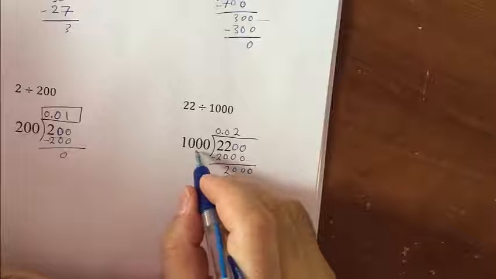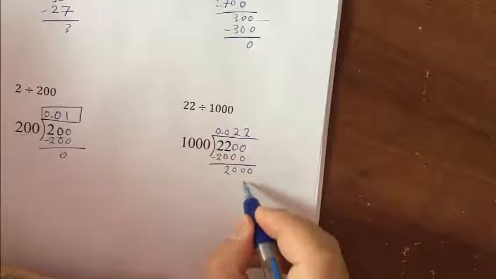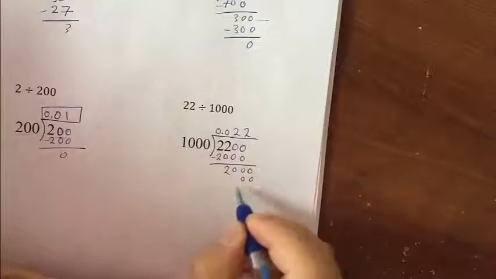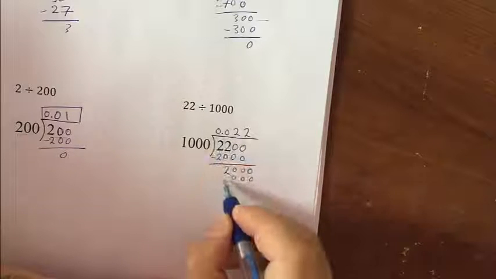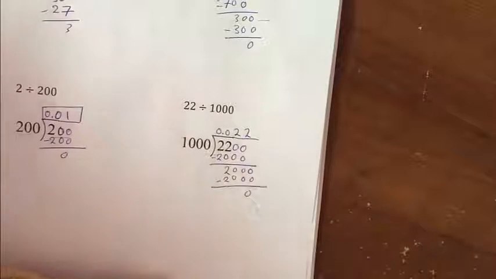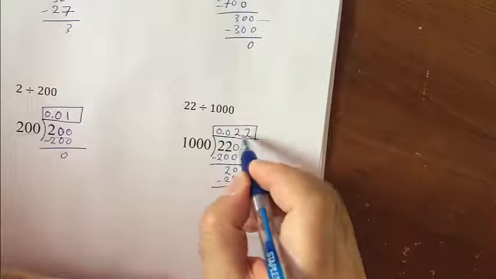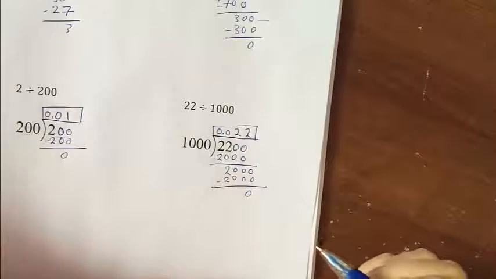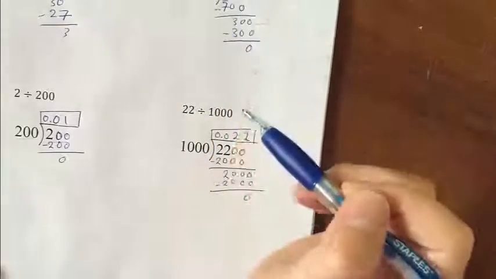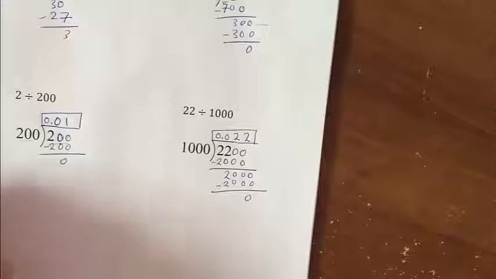How many times does 1000 go into 2000? Twice. 2 times 0 is 0, 2 times 0 is 0, 2 times 0 is 0, 2 times 1 is 2. You subtract it and you get 0. So the answer is 0.022. So remember these tricks here, the multiplication trick that I told you, and the decimal points and adding extra zeros.